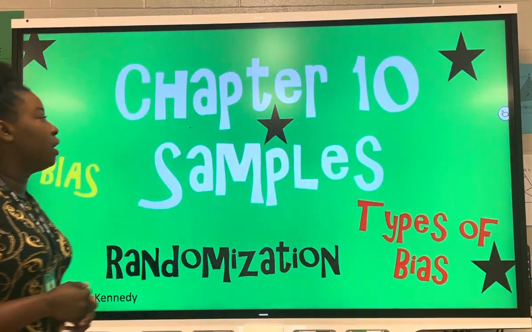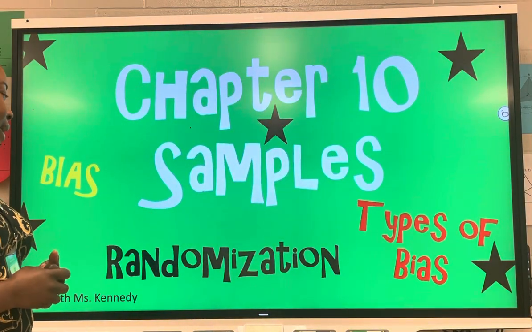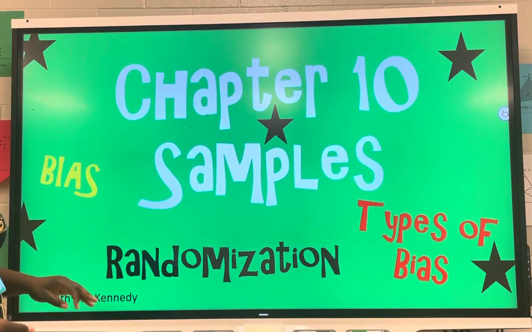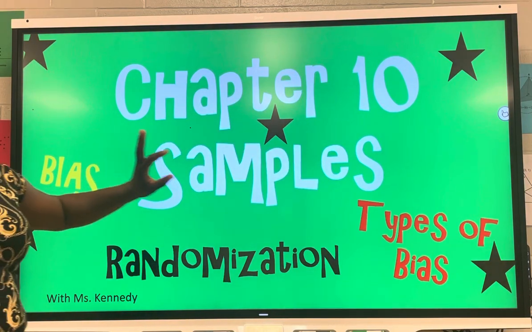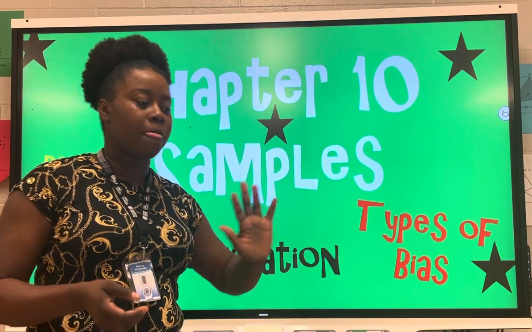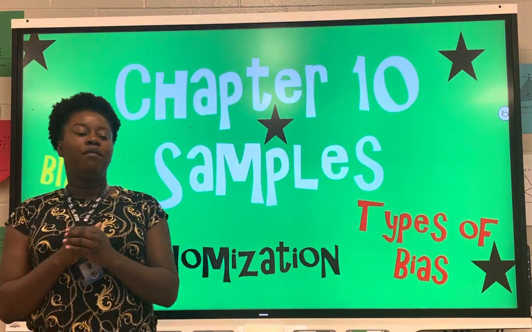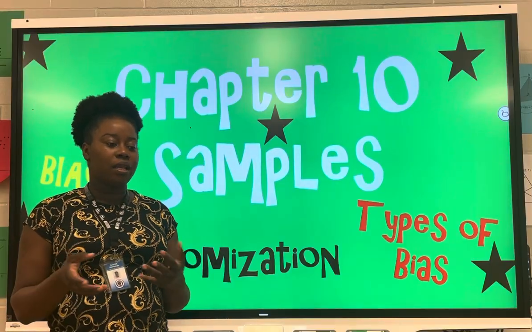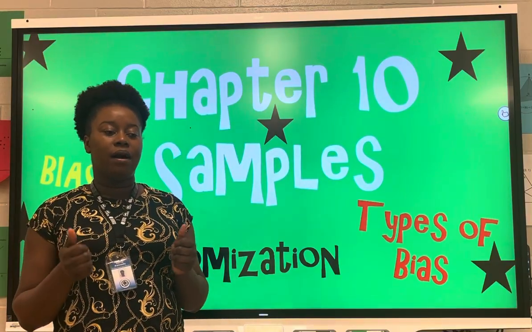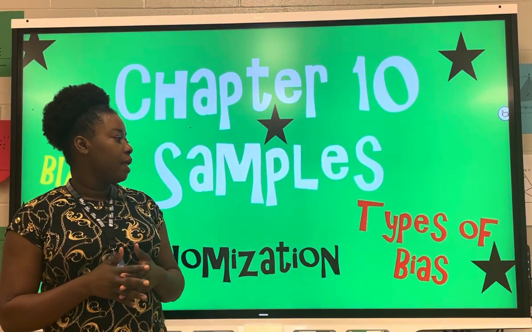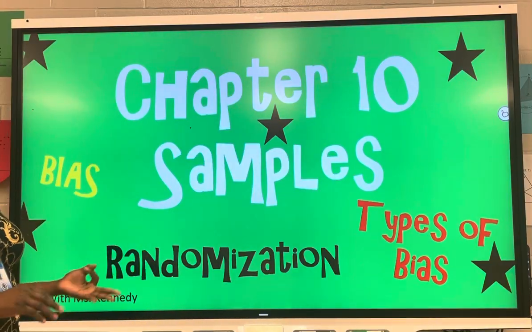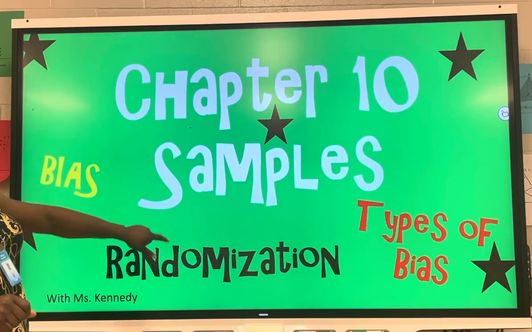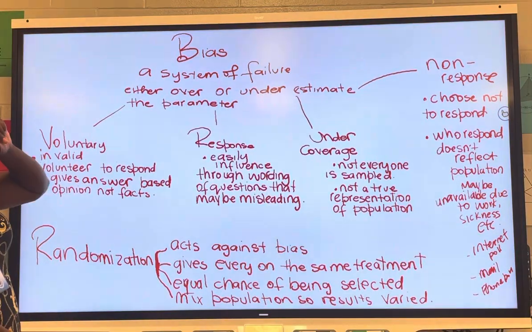We are going to continue the session on sampling, where we're going to focus now on bias, randomization, and the types of bias that they are. Prior to moving to bias and randomization, there are three main ideas of sampling. The three main ideas are sample size, bias, and randomization. So let's move further into this.